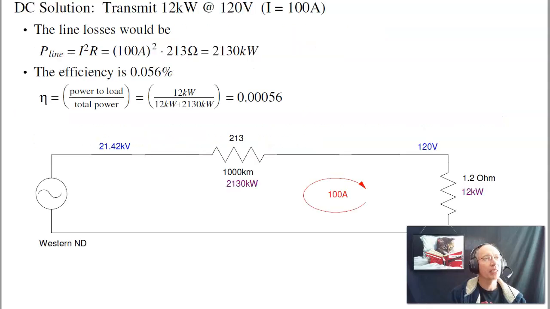And that may not seem like a lot, but suppose I want to transmit 12 kilowatts to Minneapolis. 12 kilowatts at 120 volts is 1.2 ohms. If I take that 213 ohm copper wire and transmit power from western Dakota to Minneapolis, to get 12 kilowatts to Minneapolis, I've got to transmit 2000 kilowatts. The current is 100 amps.